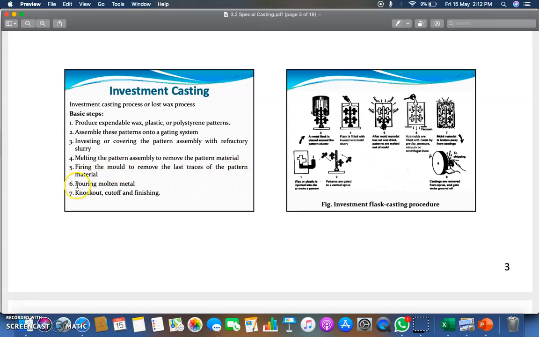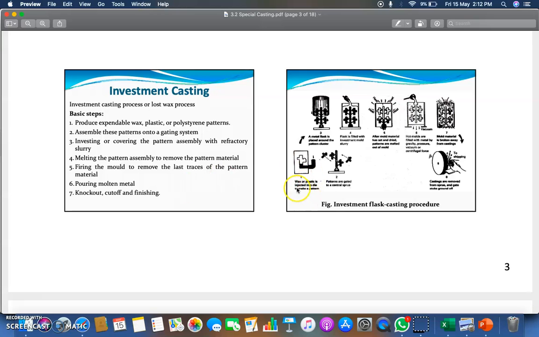Now the sixth step is pouring of molten metal, same as you do in the gating system. You have to pour the molten material into the gating system so that your parts or components are produced. Then knockout, cutoff, and finishing: you have to knock out, remove, and cut off the metal and then do the finishing operation so that you get your investment casting component or part.